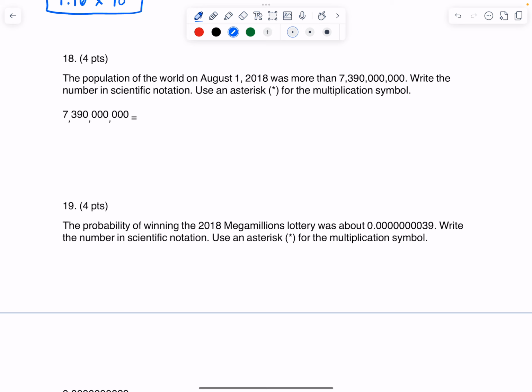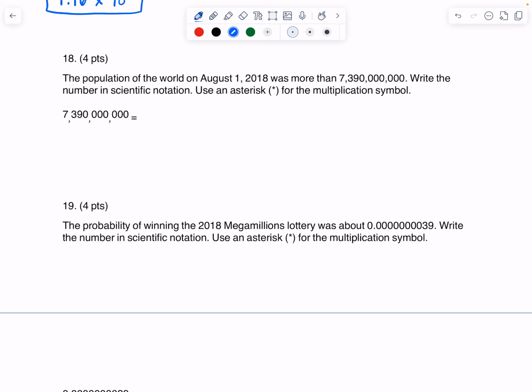These are questions from the Extra Practice Unit 1 review. So this is question number 18. The population of the world on August 1st, 2018 was more than 7,390,000,000. Write this number in scientific notation.